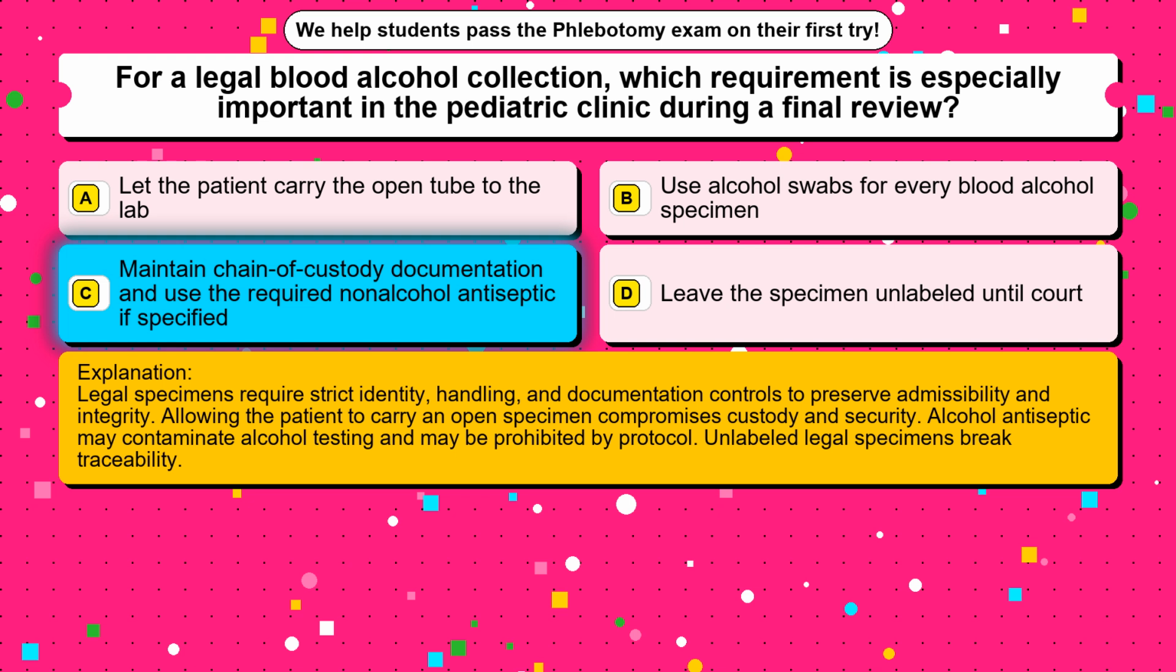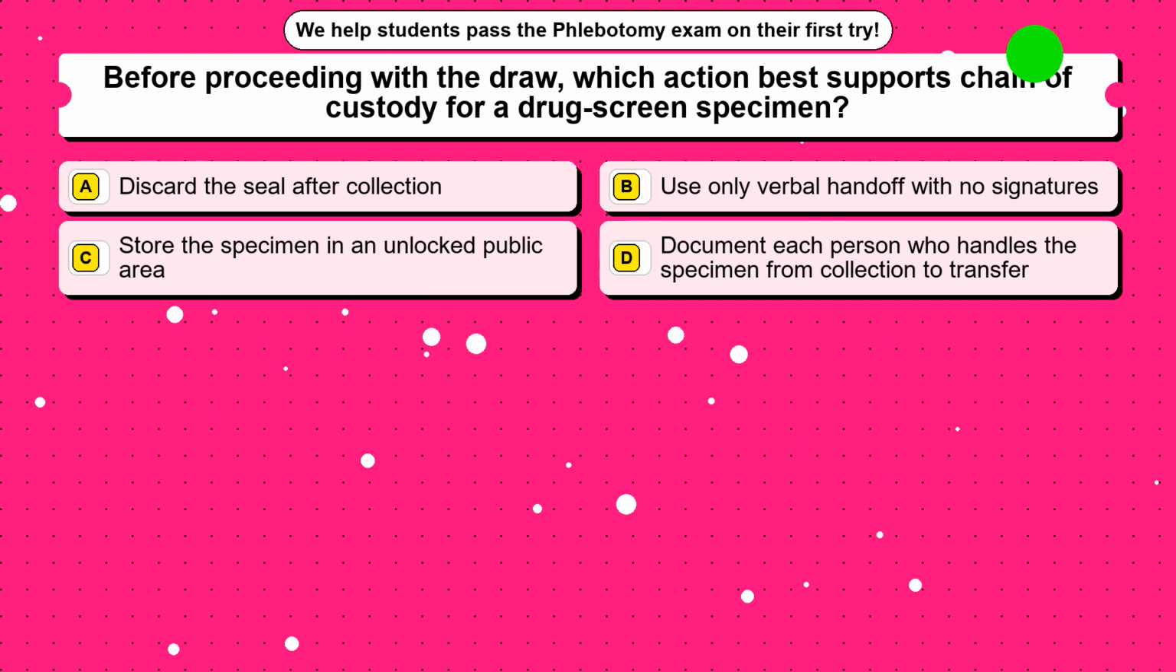Question 77. Before proceeding with the draw, which action best supports chain of custody for a drug screen specimen? Option A. Discard the seal after collection. Option B. Use only verbal handoff with no signatures. Option C. Store the specimen in an unlocked public area. Option D. Document each person who handles the specimen from collection to transfer.